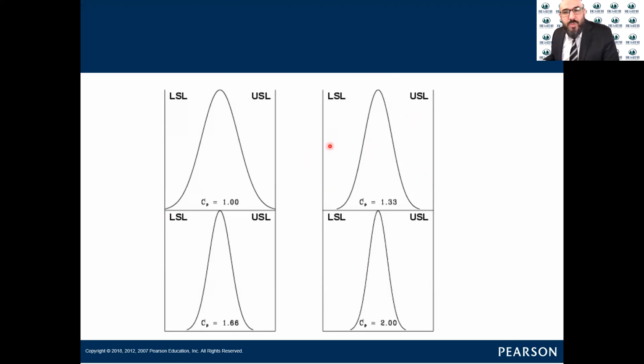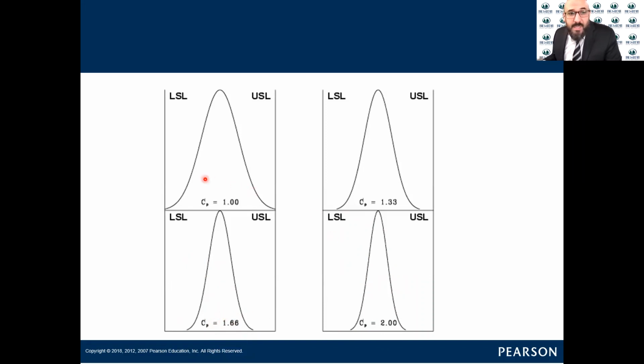Another example here, let's see, this is the specification. What we're trying to do is fit the process, the data, inside these specifications. The more clustered the data is, the better. As you see, this CP is 2, which is excellent. However, in here, this is 1.66. That's very good because we are higher than 1.